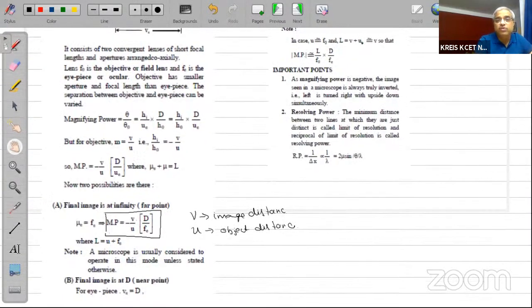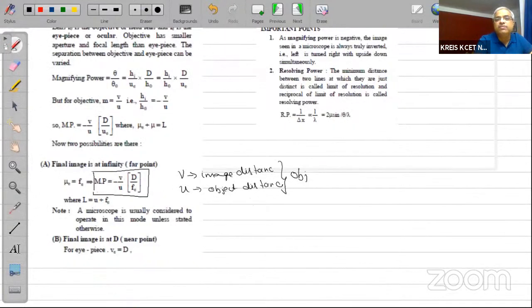So let's make a note of this. This is for the objective lens. Okay. Now what is L? L can be shown as U plus Fe. Okay. So therefore, another way of writing this whole thing would be, as you can see, magnifying power can be written as, okay, L is equal to U plus Fe. Okay, let's not really make that into this thing here. So I will stop at this.